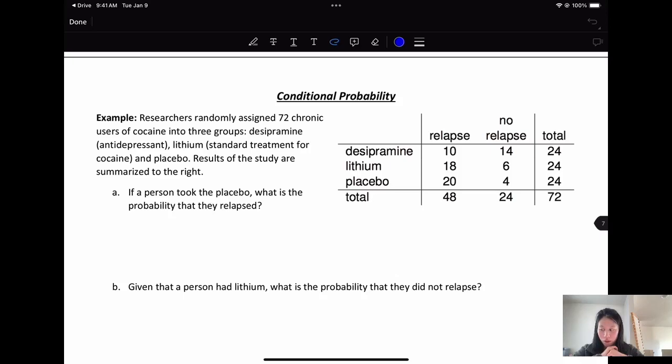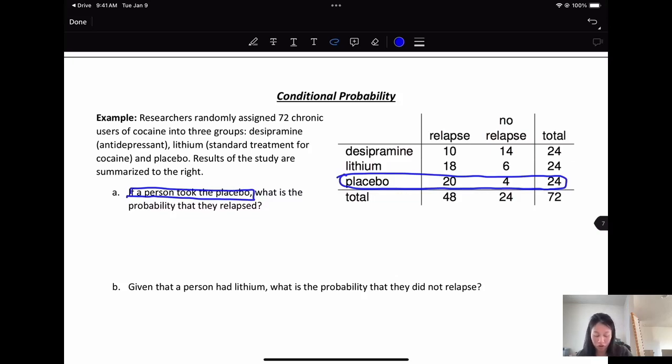First of all, we're not trying to investigate all of the people. We're trying to investigate the people who took placebo. People who took the placebo is this row, right? So we are only interested in these 24 people. Out of these people, what we're trying to find is the proportion that relapse, which is 20.